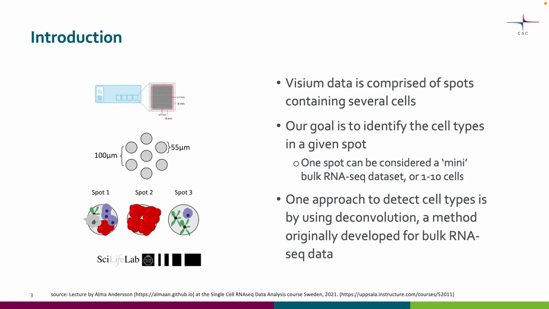So first, let's start with the introduction describing our objectives when using deconvolution on Visium data. To provide some background, Visium data is comprised of spots containing several cells. And our goal is to identify the cell types in a given spot, as one spot can be considered a mini bulk RNA-seq dataset, or 1 to 10 cells. One approach to detect cell types is by using deconvolution, a method originally developed for bulk RNA-seq data.